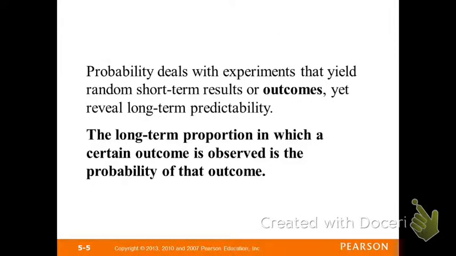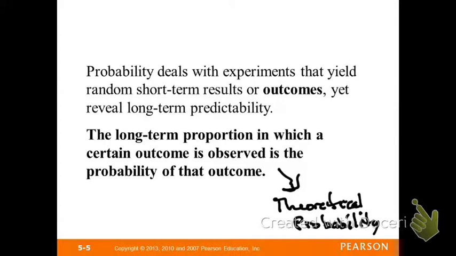So probability deals with experiments that yield random short-term results or outcomes, yet reveal long-term predictability. And the long-term proportion in which certain outcomes are observed is the probability of that outcome. Back in Algebra 1, this long-term part is what we call the theoretical probability. It takes a little bit different name in this particular text. We'll discuss that a little bit later. And the short-term things that we observe are experimental. So experimental probability and theoretical probability get really close when the number of experiments gets really high.